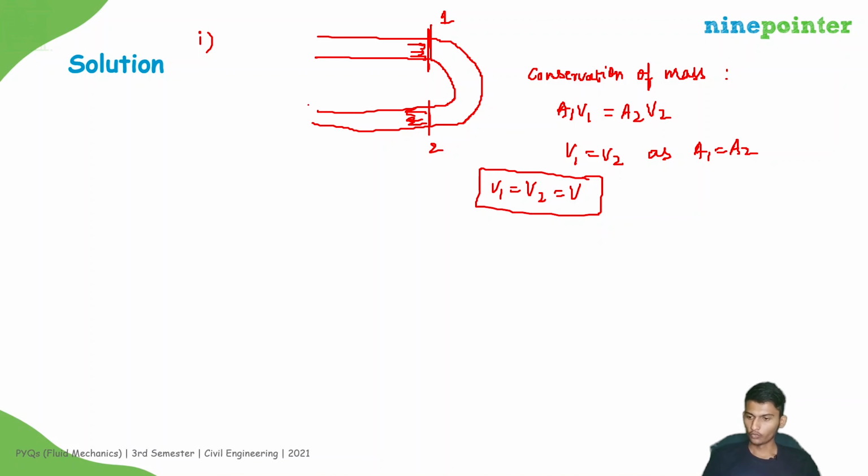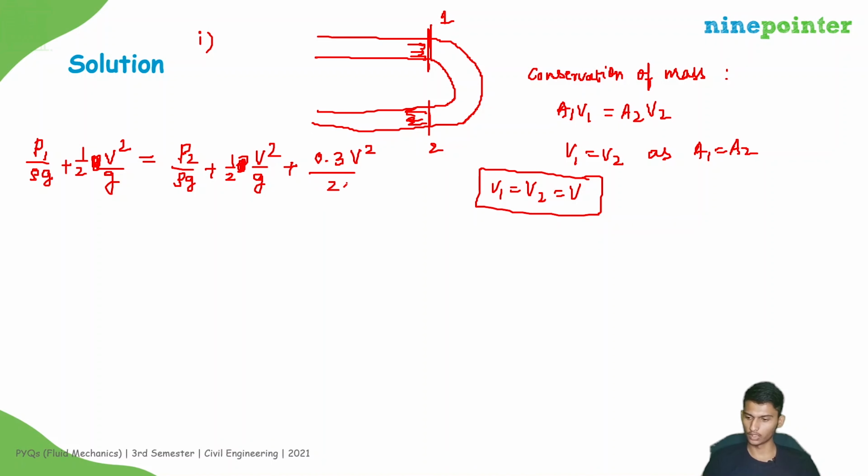Okay. So we can apply Bernoulli's theorem between section 1 and section 2. At section 1, that is P1 by rho g plus V square by 2g, will be equal to, at section 2, P2 by rho g plus V square by 2g, plus the loss. Loss is given by 0.3 V square divided by 2g. Okay. So this one gets cancelled. So P1 minus P2 divided by rho will be equal to 0.3 V square by 2.